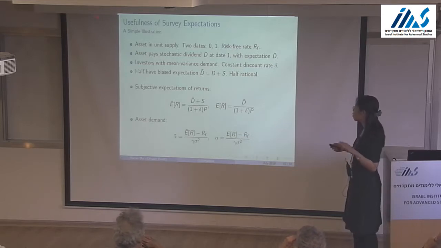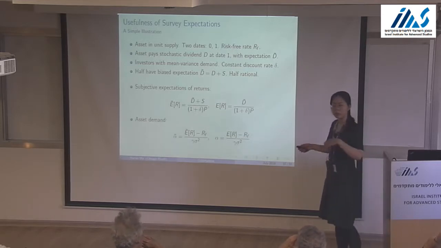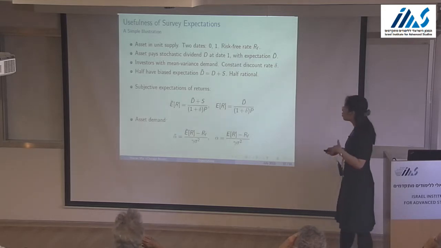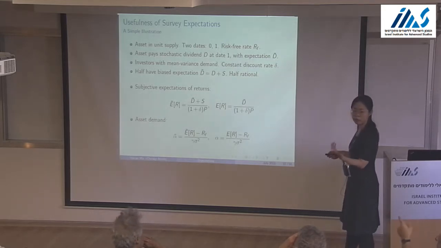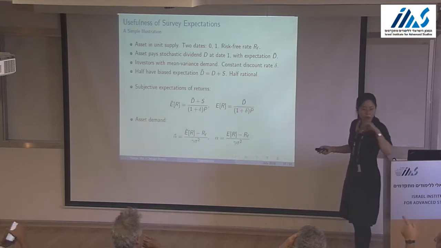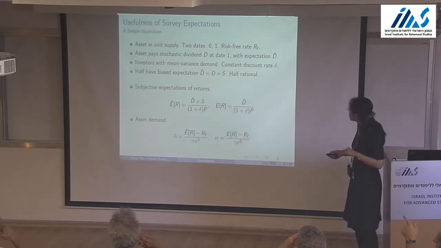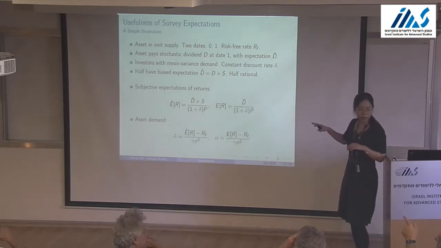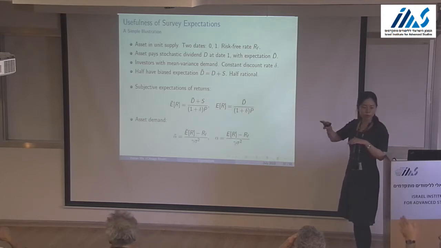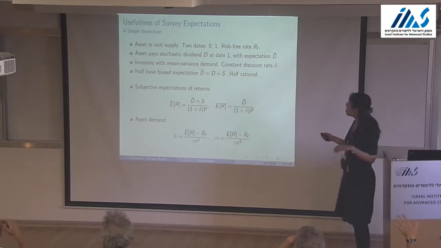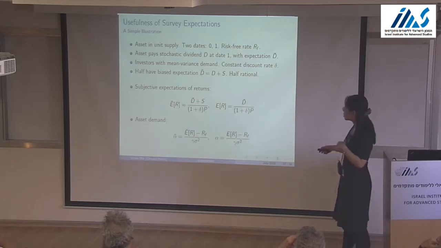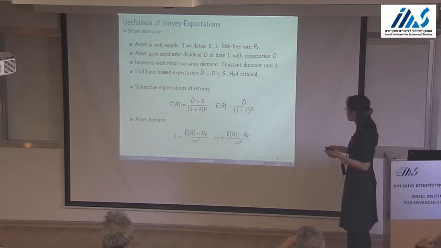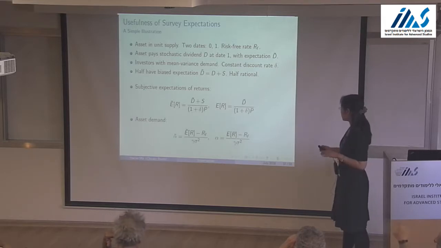for any given level of P, of course, the ones who have biased expectations, suppose they are overly optimistic, they would think that according to their subjective expectation, the return will be higher. So D tilde should be D bar plus S, correct? Oh, D tilde, no. D is a random variable, so for each possible realization, you increase it by S. You add S. Yeah, so the expectation is D bar plus S. So therefore, you see that the subjective expectation of return is D bar plus S divided by P.